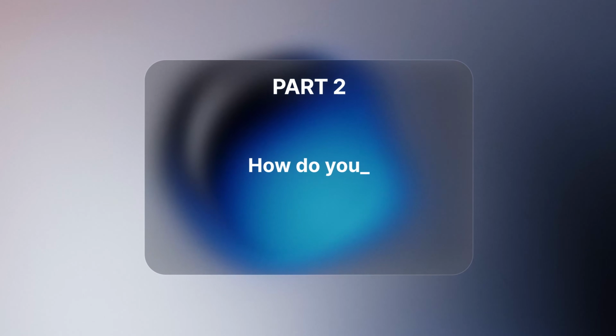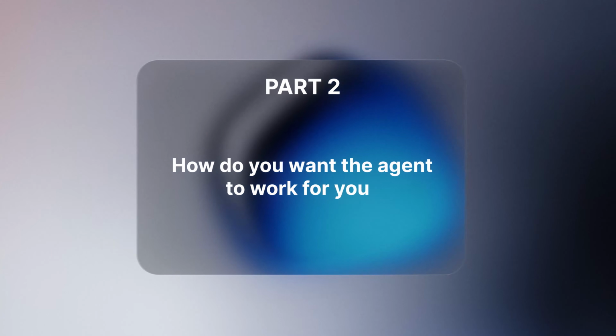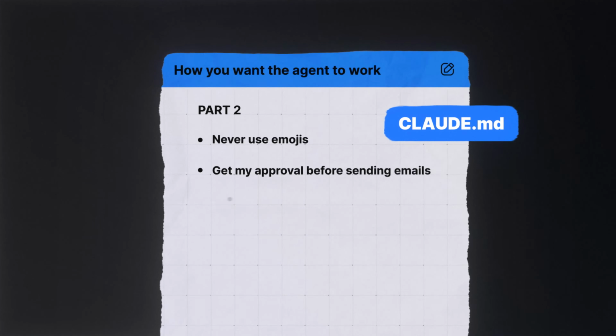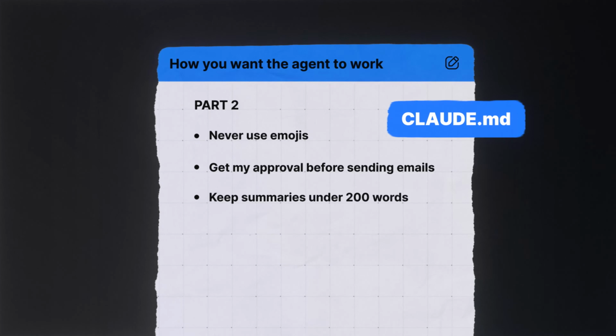Part 2 is how you want the agent to work for you. For example, never use emojis, always get my approval before sending emails, keep summaries under 200 words, or anything that's basically a set of preferences that you have. And make sure you use plain English, not complex jargon. 2 things to keep in mind. 1 is keep it very succinct.